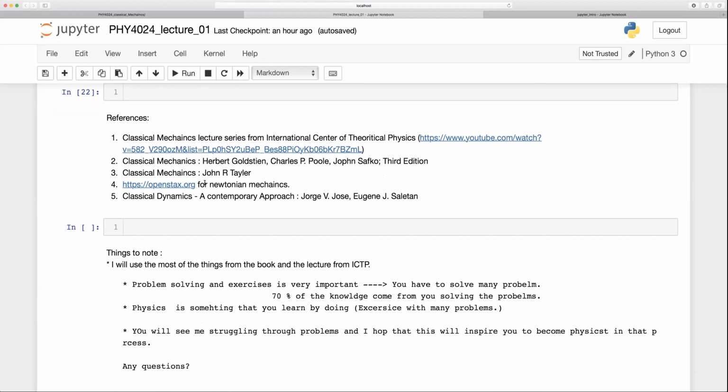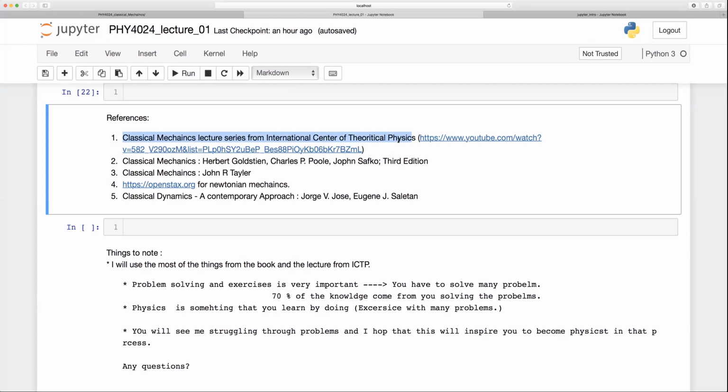And the lectures that I am doing, except for the first 2 days, special unit comes to the next week. Most of the things are based on this lecture series that I have put here: Classical Mechanics lecture series from the International Center of Theoretical Physics. And you know, ICTP is the main research institute that we have in this area for physics, and they have these postgraduate courses.